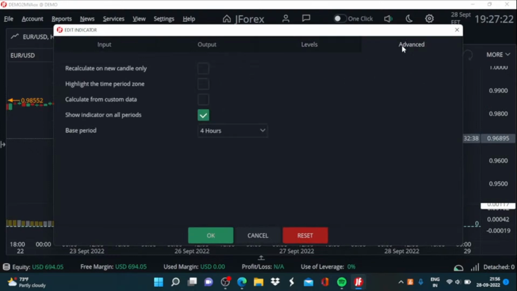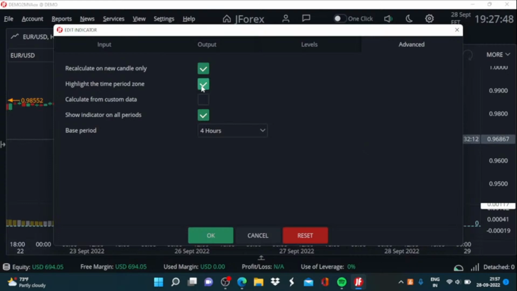The advanced system recalculates on a new candle only. If you want the output to remain fixed throughout the current candle period, then you have to opt in for this, where you will have the output remaining fixed until the new candle formation takes place.